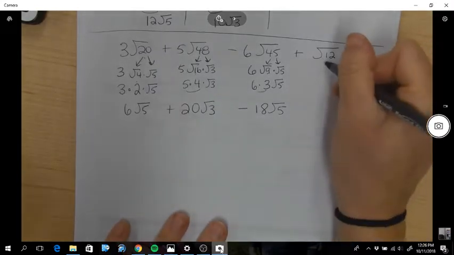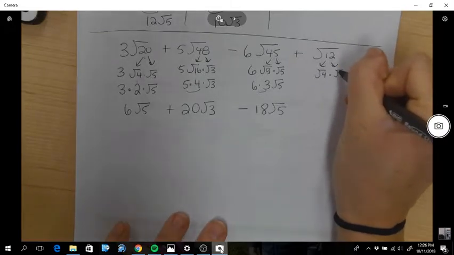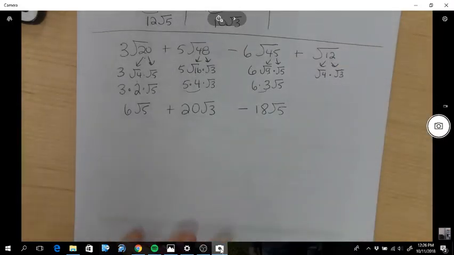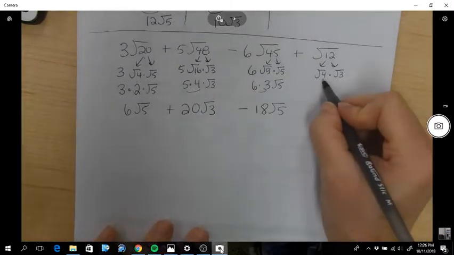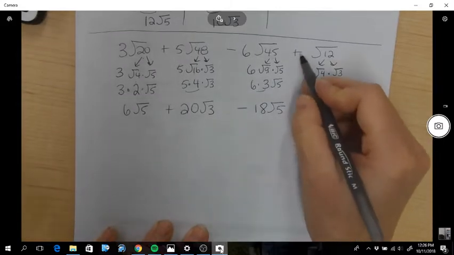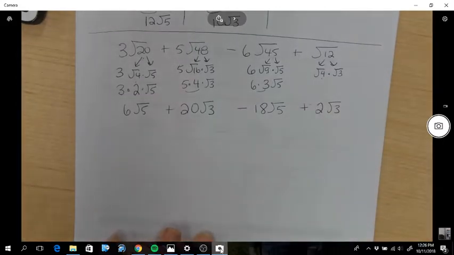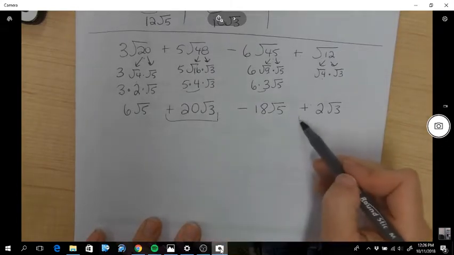Okay, root 12. I can divide a 4 into 12, so 4 times 3. I'm going to change the 4 into a 2, and that's a plus. Okay, now from lesson 1, I can put together similar terms.